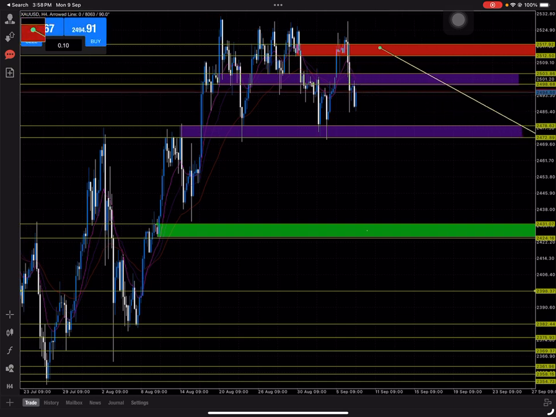High risk, medium high risk, low risk. Trading in the black zones, very high risk.